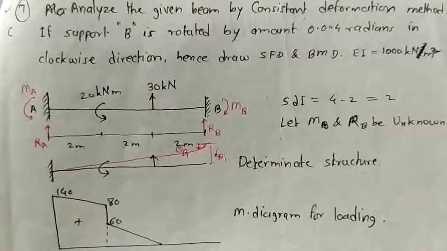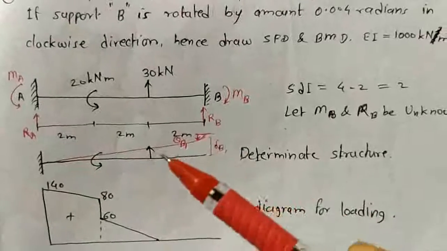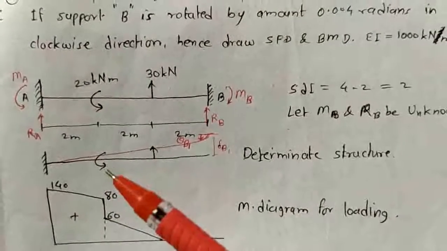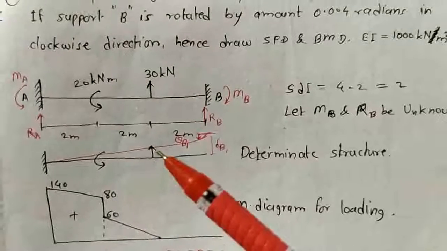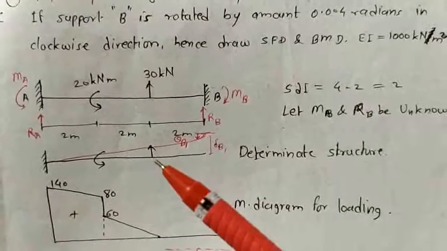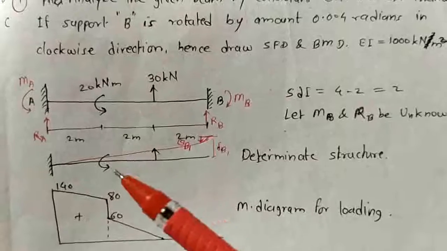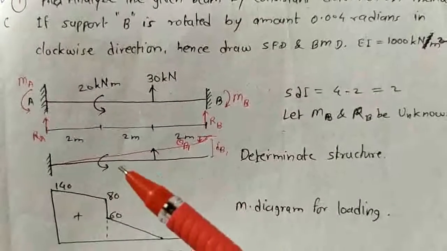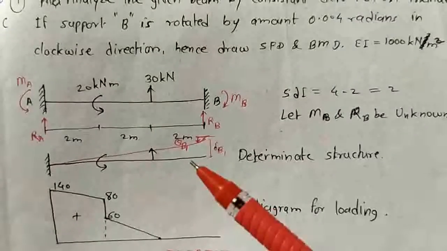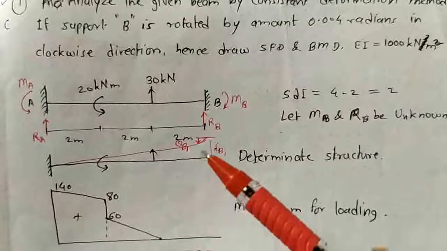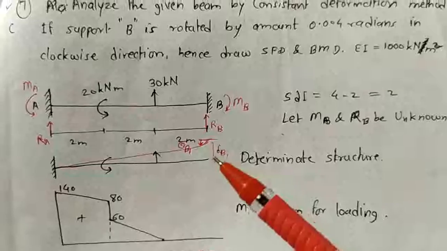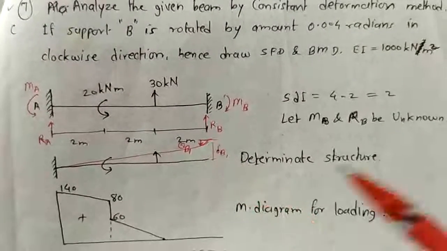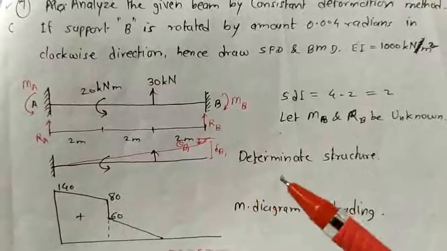Now on this determinate structure, apply the loading. Here an anti-clockwise moment is there and a point load is there, and the point load is applied in the upward direction. So because of both the moment and the point load, this cantilever beam is getting displacement in the upward direction. So this point B has a displacement of delta B1 because of the application of loading.